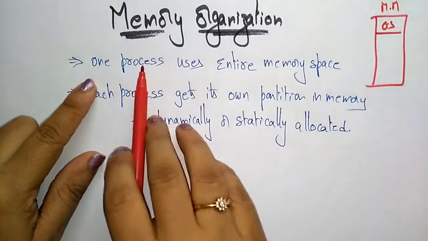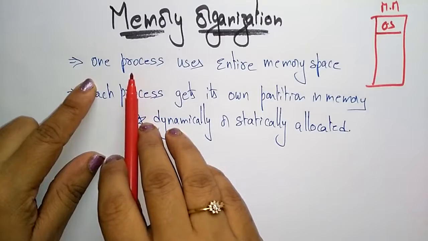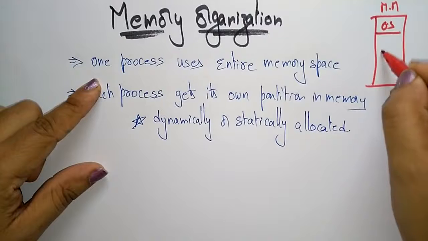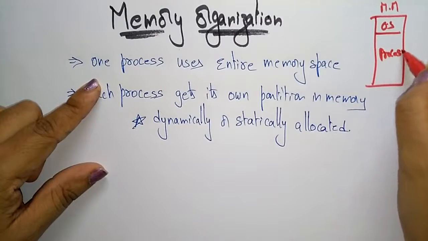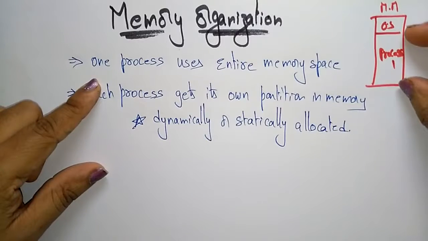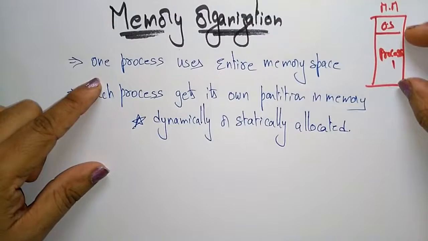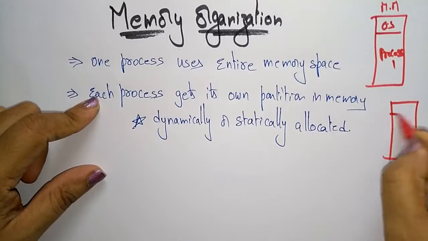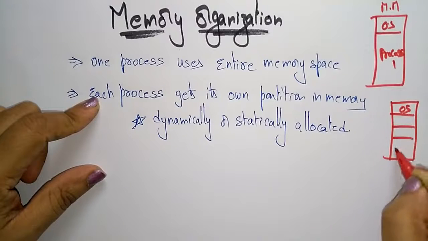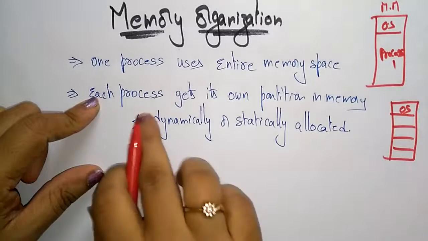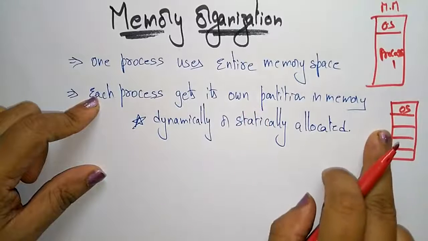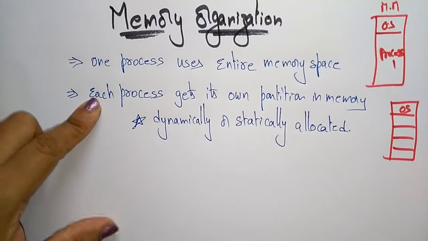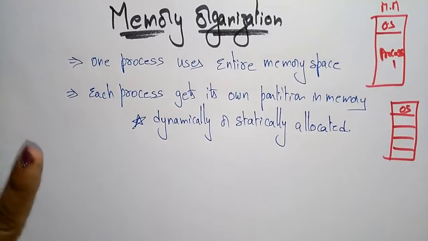So here the memory can be organized in different ways. One way is one process uses the entire memory space. So the remaining entire memory space is used by one process, or else each process, suppose this is an operating system, it is divided into different chunks. So each process gets its own partition in memory that may be allocated dynamically or statically. So this is how the memory is organized.